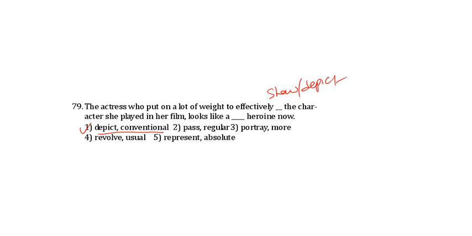Character she played looks like a conventional heroine. Conventional means traditional. For one movie the actress has put on a lot of weight because she is playing a character who has more weight. For that she has put on more weight. Now the film is over. Now she is looking like a regular conventional heroine. The actress who put on a lot of weight to effectively depict the character she played in her film looks like a conventional heroine now. So first one is correct. See the next one.